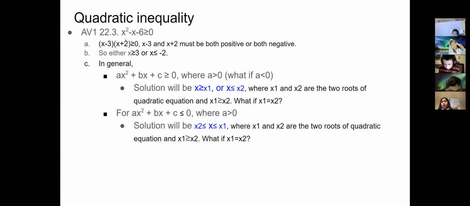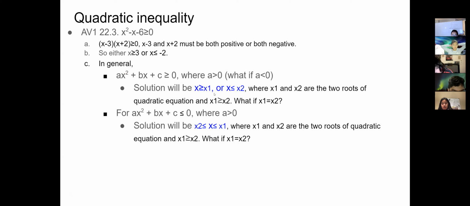But in general, you have a form of inequality, quadratic inequality like this. Okay, if it's greater than 0, we ask that a is greater than 0. Okay, now what if a is less than 0? I will ask you after this. Okay, so when a is greater than 0 and this whole thing is greater than 0, then the solution should be x either greater than the bigger solution, bigger root, or x is less than the smaller root.